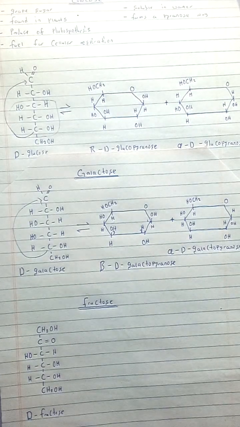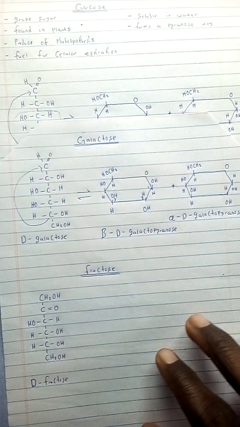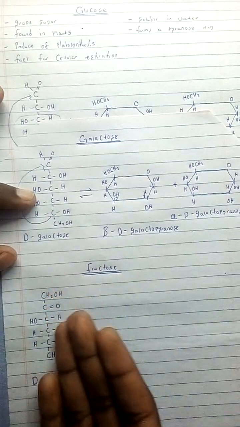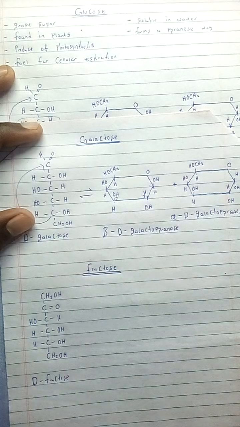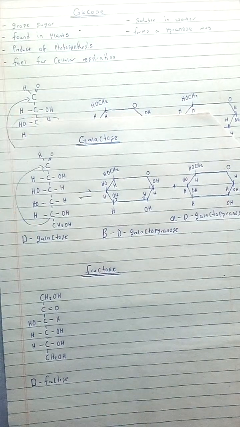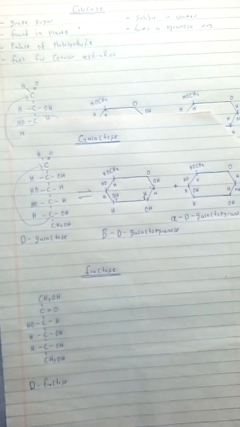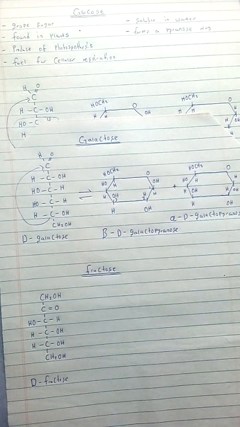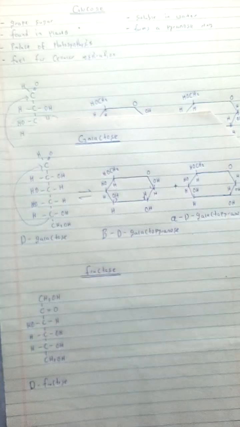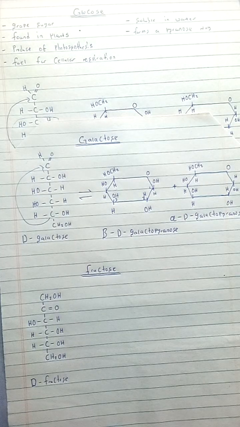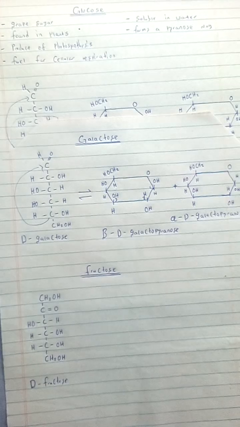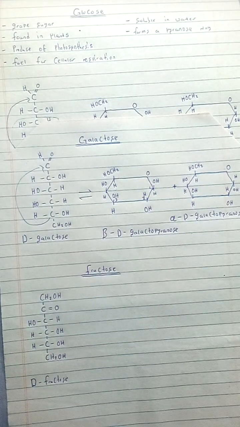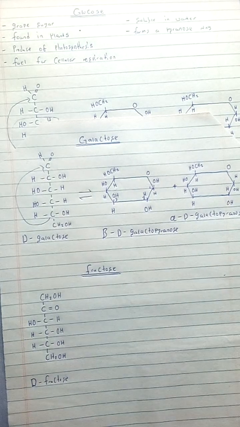All right, if you want to come up with the L form, you know what to do, right? Just swap everything from this side to the other side. So now let's draw the ring form of fructose, because we know that fructose, unlike glucose and galactose, forms a 5-membered furanose ring, just like pentose sugars.